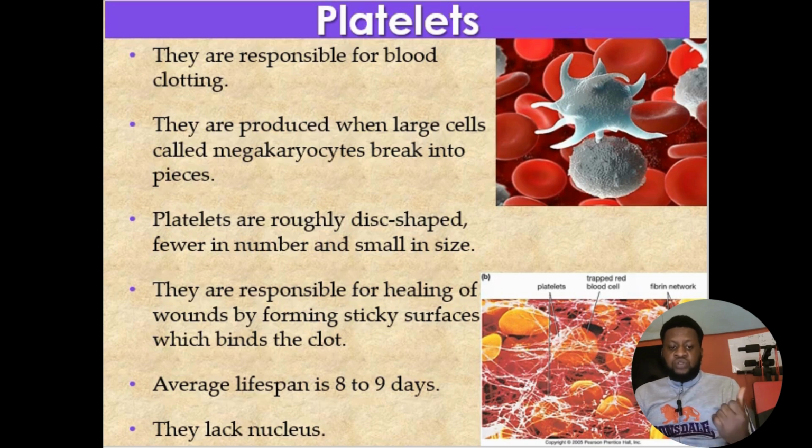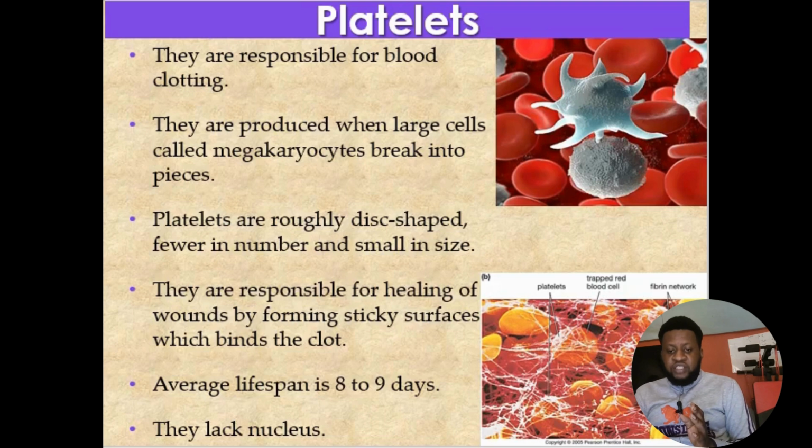Now, going back a bit, white blood cells are also known as leukocytes. Please take note of that. White blood cells are also called leukocytes. Platelets are also called thrombocytes, while red blood cells are also called erythrocytes. Please take note of the names we just mentioned.